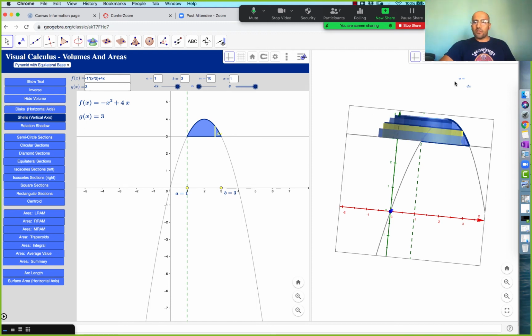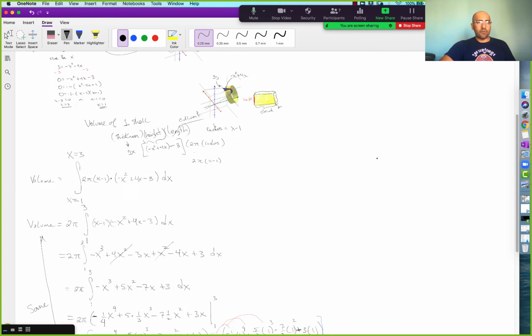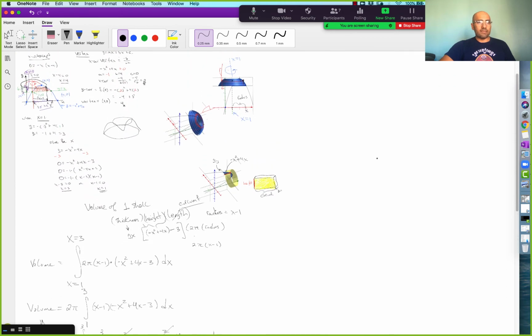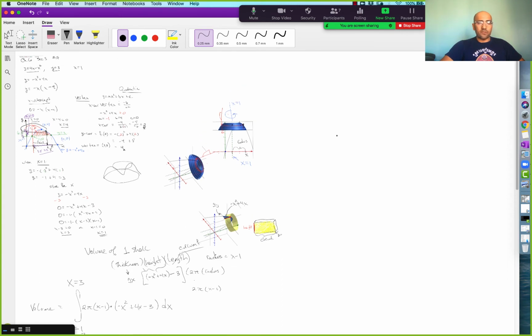Okay, any more questions on this one? Setting up is the hardest part. So try and come up with a sense of what it looks like, an image. Do your best, and set up the integral at least. Okay, so if there's no more questions on this one, are there any other questions?